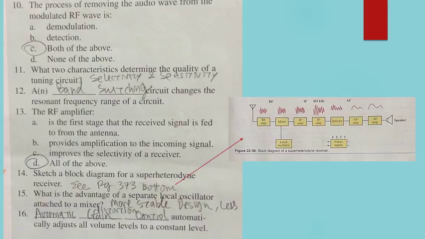Question 15. What is the advantage of a separate local oscillator attached to a mixer? That is a more stable design and less distortion. Question 16. Automatic gain control. That is fill in the blank. Automatic gain control, or AGC, automatically adjusts all volume levels to a constant level.